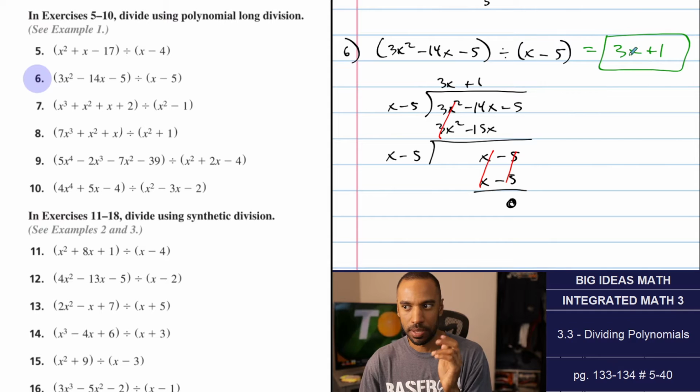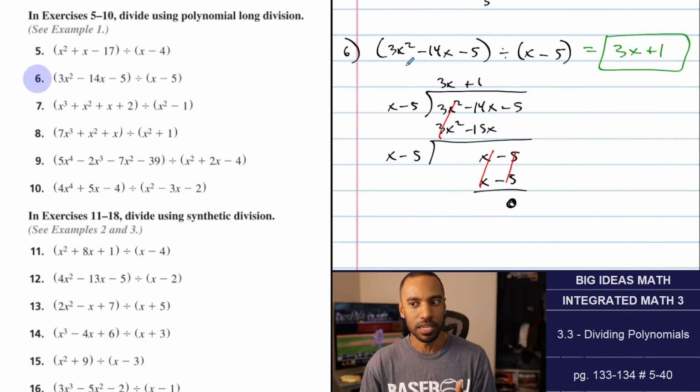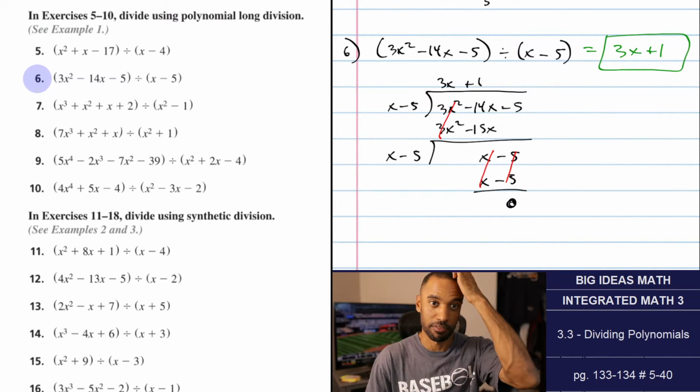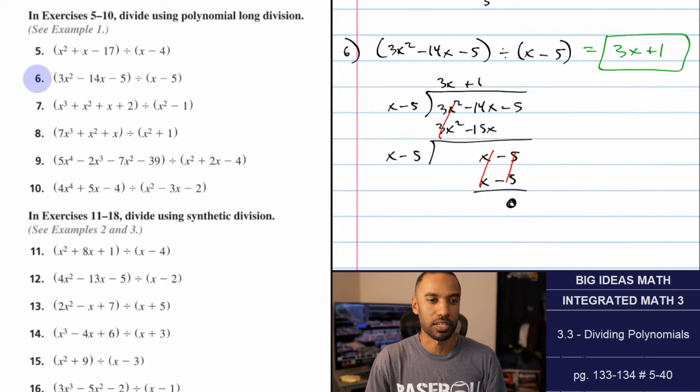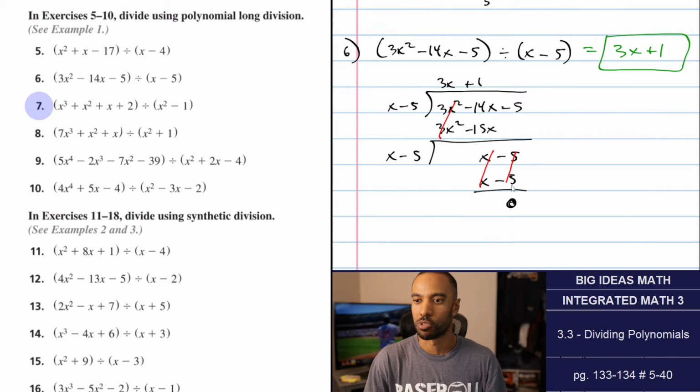As a double check, that would mean that 3x plus 1 times x minus 5 equals this. It means it's a perfect factorization. We don't do factoring until next section, but we could have technically factored that, which is pretty neat.